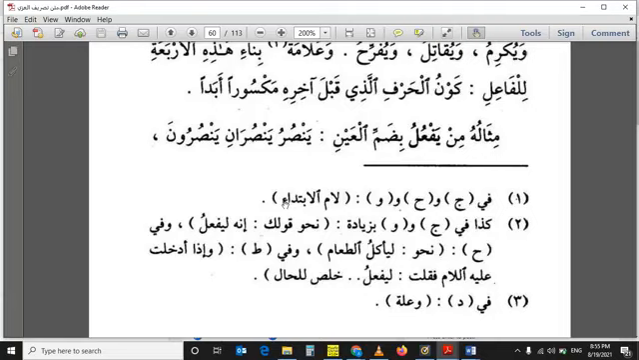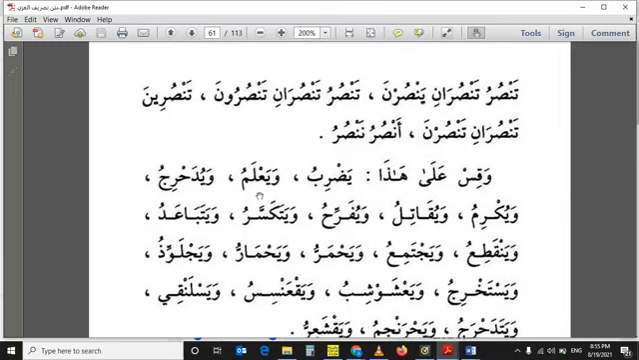So yansuru, he is helping or he will help. Yansurani, they are helping or they will help, for two people. Yansuruna, they are helping or they will help, for two or more people. Tansuru, you are helping. Tansurani, you will help or you are helping, for two people, masculine. Tansuru, she is helping or she will help. Tansurani, she is helping, they are helping or they will help, for two people. Yansurna, they will help, all females.